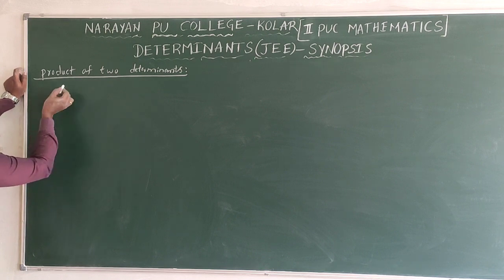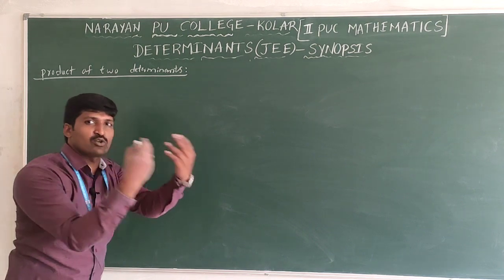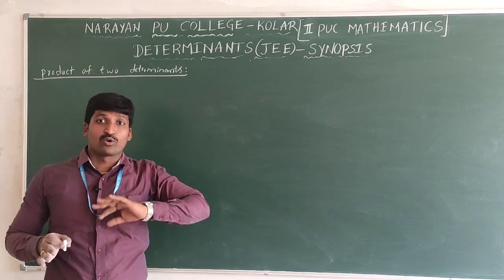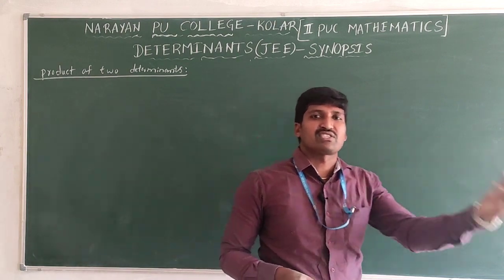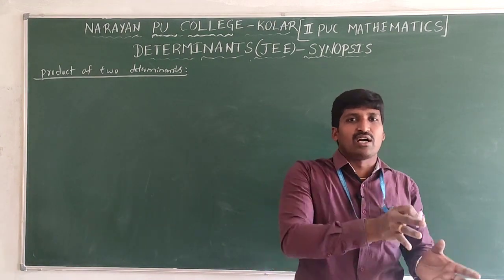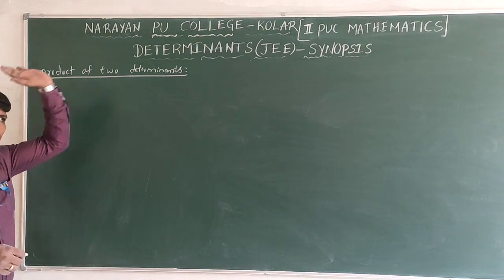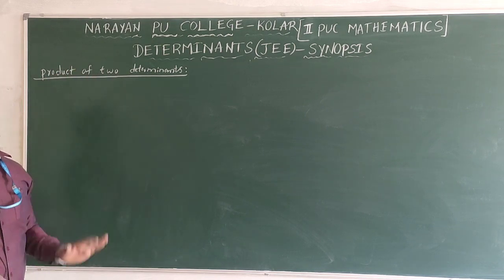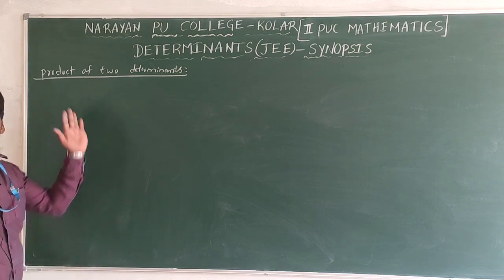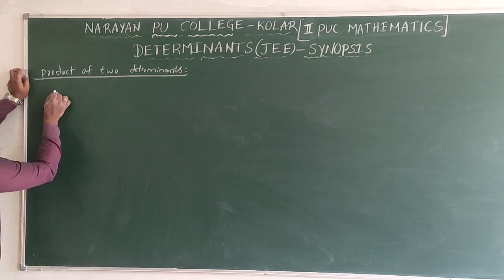For example, how to find it means the sum of products of the corresponding elements of first row with first row only. Corresponding row with row only, not row with column. In matrices we do the sum of products of elements in first row with the first column, first row with the second column, first row with the third column. But here we need to multiply the sum of products of corresponding elements of row with row only. First row with first row, first row with second row, first row with third. Similarly column-wise also. First column with first column, first column with second column, like that. By example you can understand easily. I'm taking two determinants.